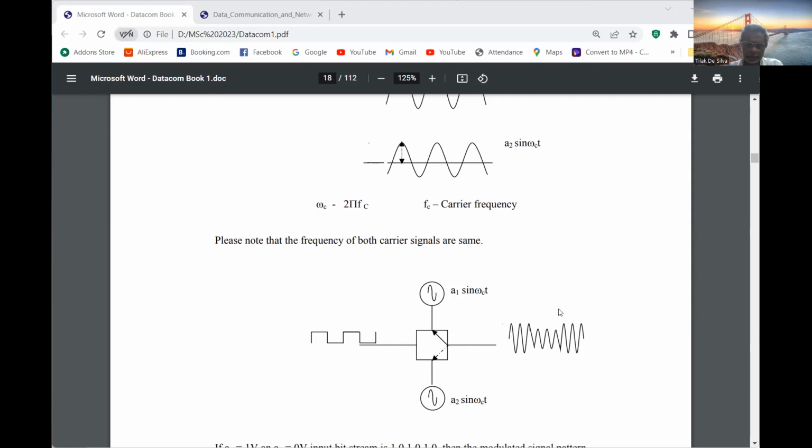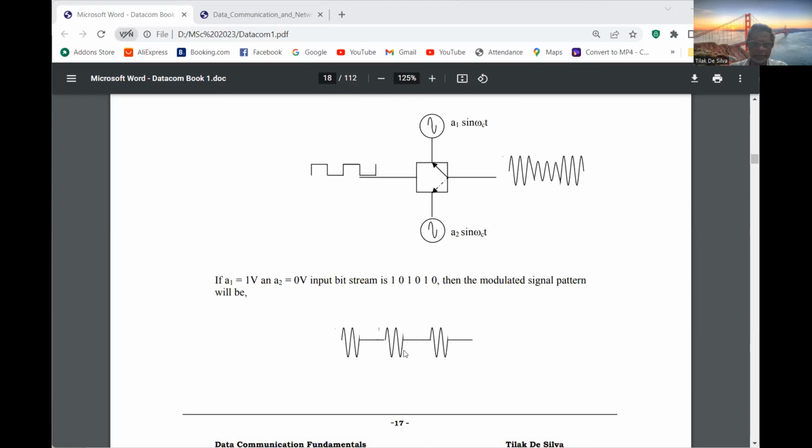So why is it called shift keying? Is there a switch? Yes, the switch shifts from one carrier to another carrier depending on whether it is 1 or 0. Shifting is there. I hope that is clear to you. Now you can see the input is a digital signal and the output is an analog signal.